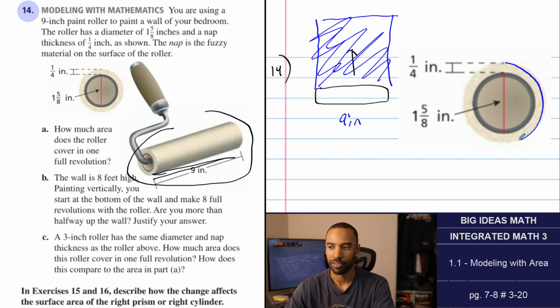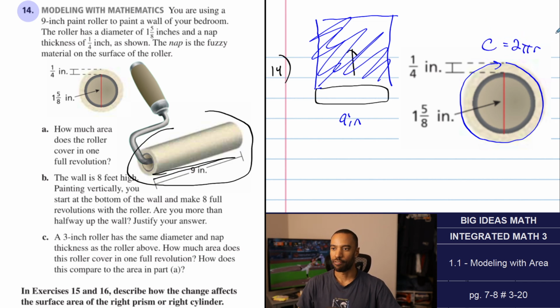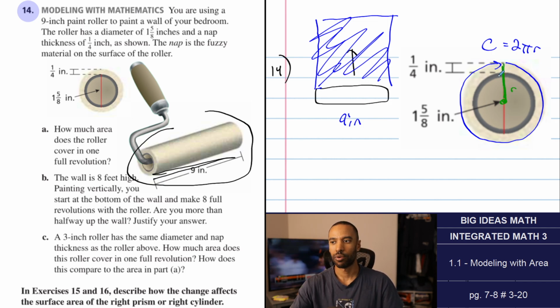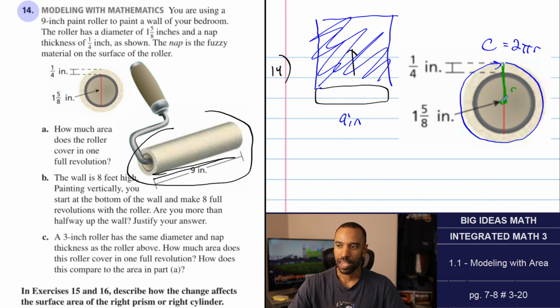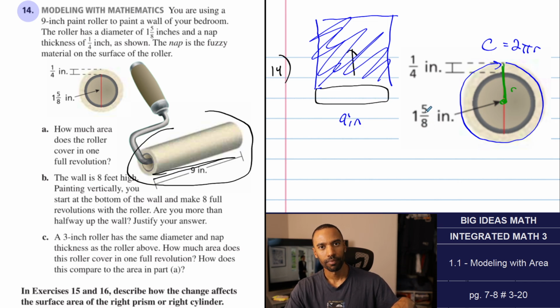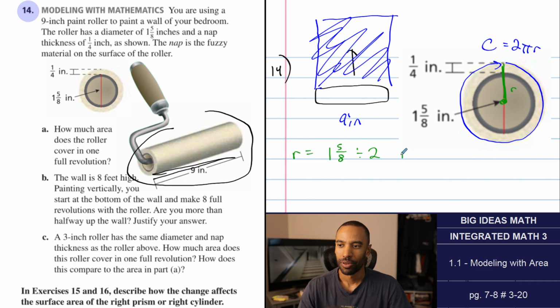Well, one revolution of this is the circumference of that guy right there. And to find circumference, we need to do 2 pi times the radius. That means we need to find the radius of this thing from that inner portion out to the end of the nap, if you will. So how do we find that radius? The diameter of the inner part is 1 5/8. I need to divide that by 2, and then add the 1/4 inch to that. So the radius is going to be, this isn't going to look good, 1 5/8 divided by 2 plus 1/4.